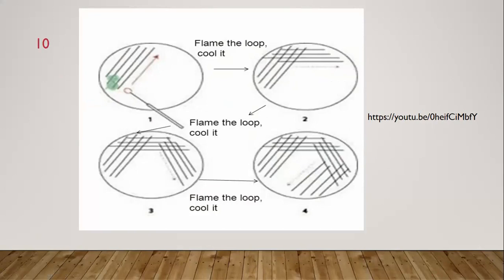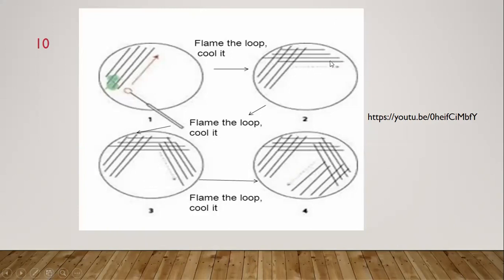The lid of the petri plate is opened near the flame, and then a loopful of the culture is streaked on the surface. During the streaking, we can use different methods like the T-shaped streak, then the quadrant streaking, etc. So this is the quadrant streaking. Here you can see this is the first point, then this is the second point, then this is the third point.